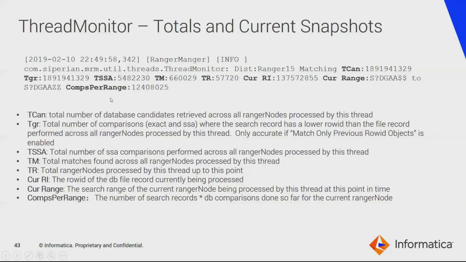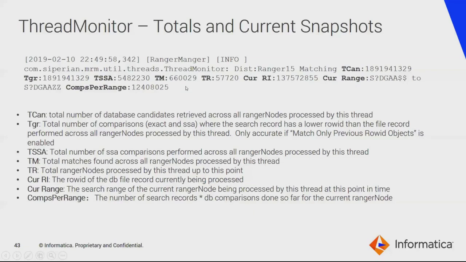And cur and comps per range is asking, what are you doing right now? So right now, this thread is evaluating this file candidate. This is the row ID of the candidate that's being evaluated right now. This is the range of the Ranger node that we're processing right now. Comps per range is saying, this is the total number of comparisons I've done for this Ranger node so far. Okay, so that's the way to read this ThreadMonitor. And this ThreadMonitor can be used to find hotspots. So if you notice that through many subsequent polls of the ThreadMonitor this range is not moving, but your SSA comparisons are shooting up, then you know you've run into a hotspot.